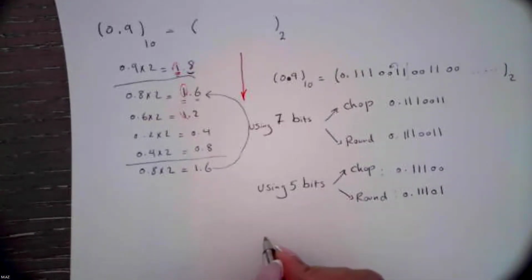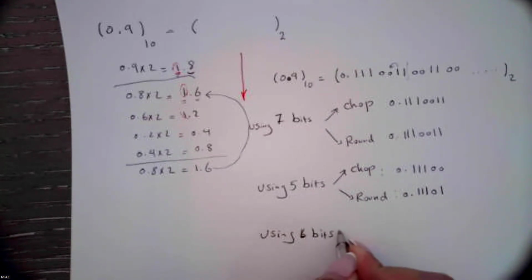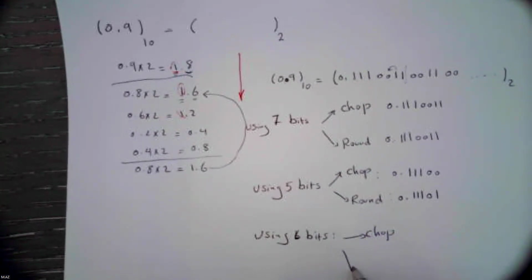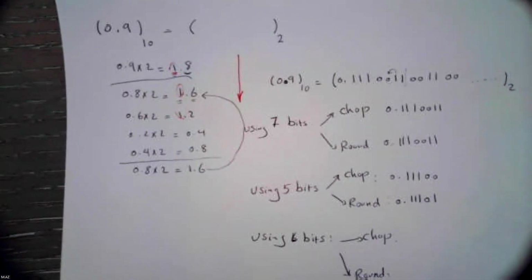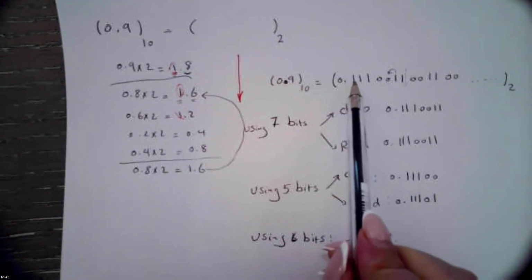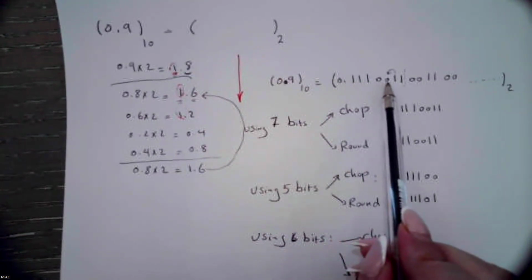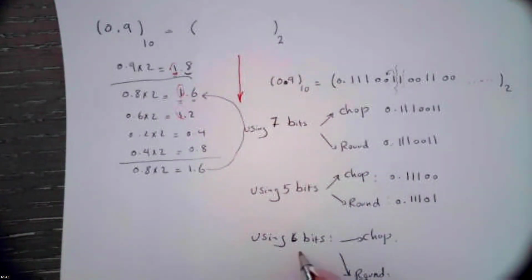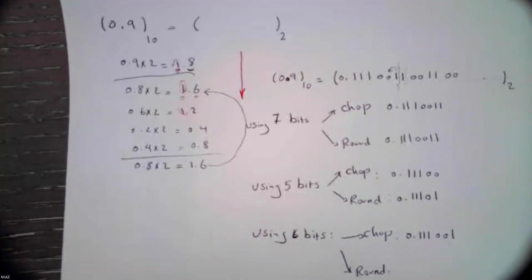How about if we are using 6 bits for storing these numbers for chop and round? See, for the chop, just count it. 1, 2, 3, 4, 5, 6. This means we should cut the number after the 6 bits. 1, 1, 1, 0, 0, 1. This is the answer of the chop.